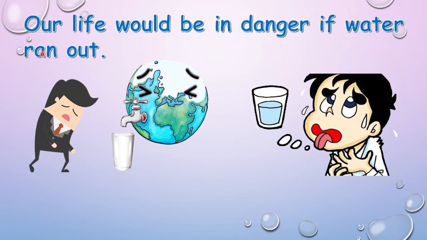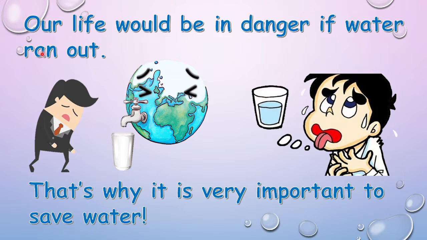Okay. If water runs out, what will happen? Our life, all the living things here on earth will be in danger. Like, for example, of living things, humans, people, right? What else? Plants and animals. All of us will be in danger. But the fish don't die because it has no water.